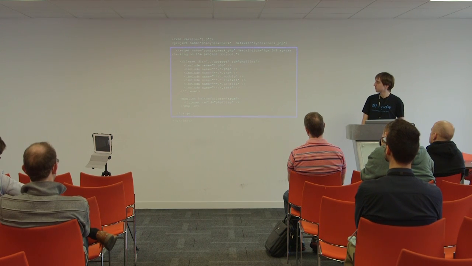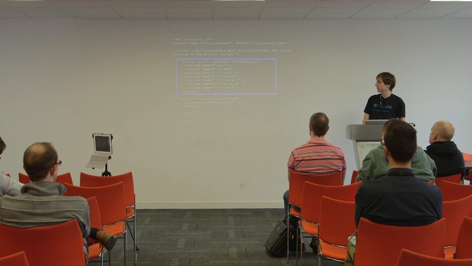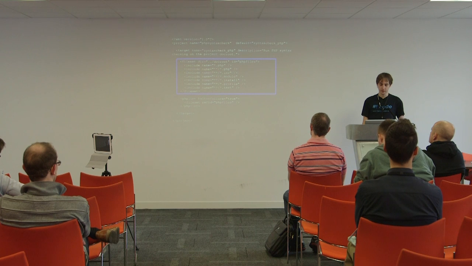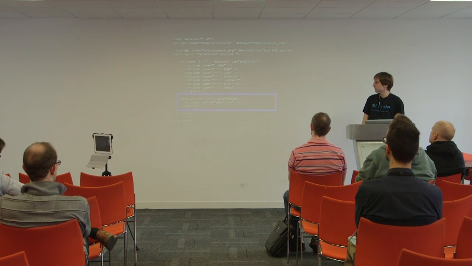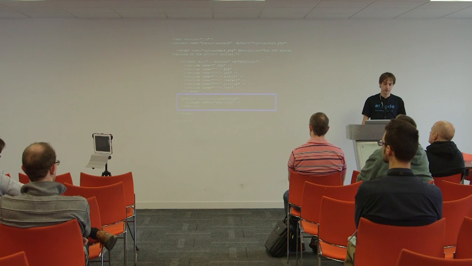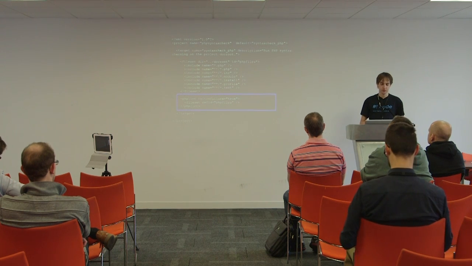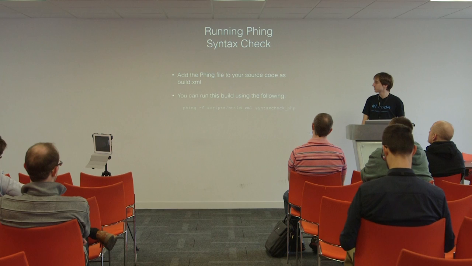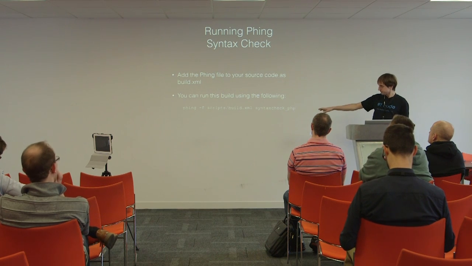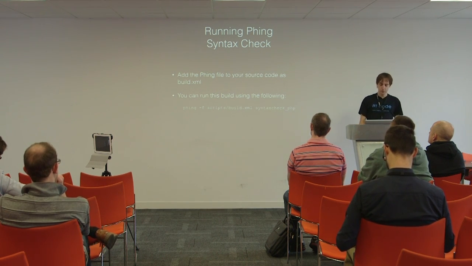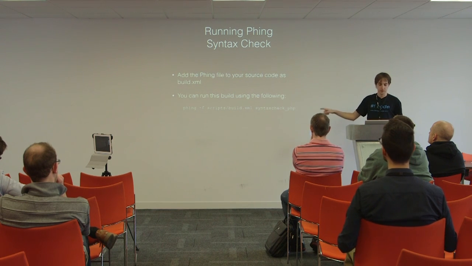So in this case, I've got a syntax check underscore PHP, and inside that I use fileset. The fileset is used to tell Phing what files you want to include, and then I pass that into the PHP lint task and tell it to halt when there's a failure. Now this communicates with Jenkins and will cause Jenkins to fail a build if your Phing task fails. You can actually run this locally with phing minus f and the build file and then the target within the build file.